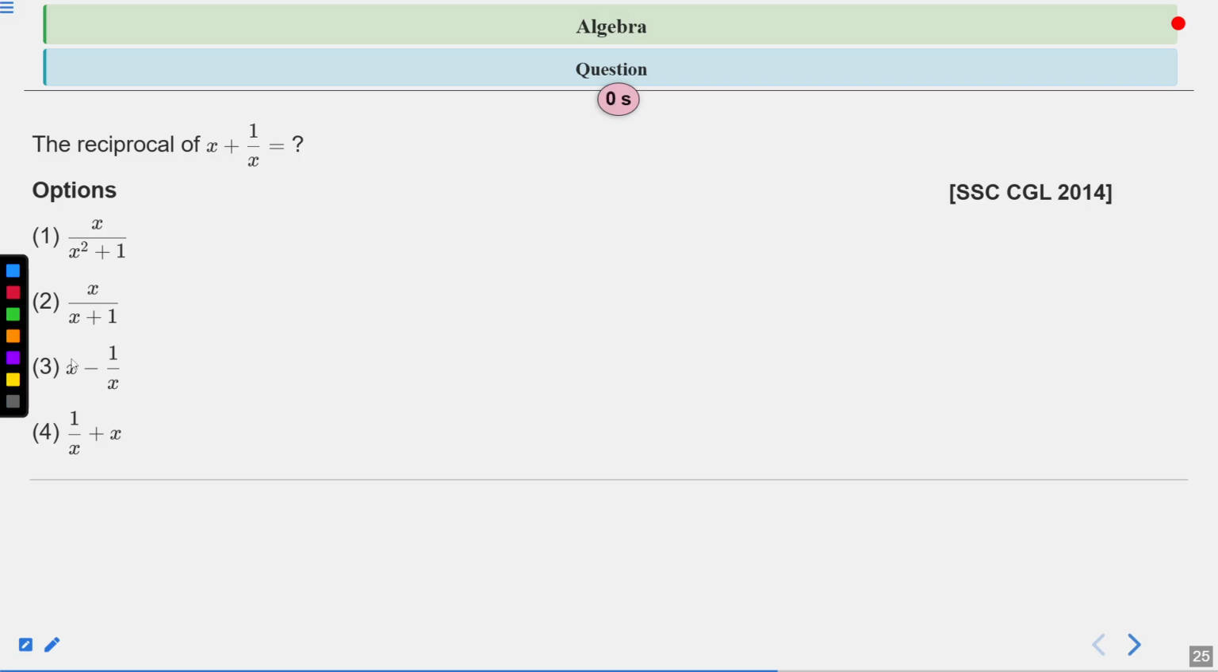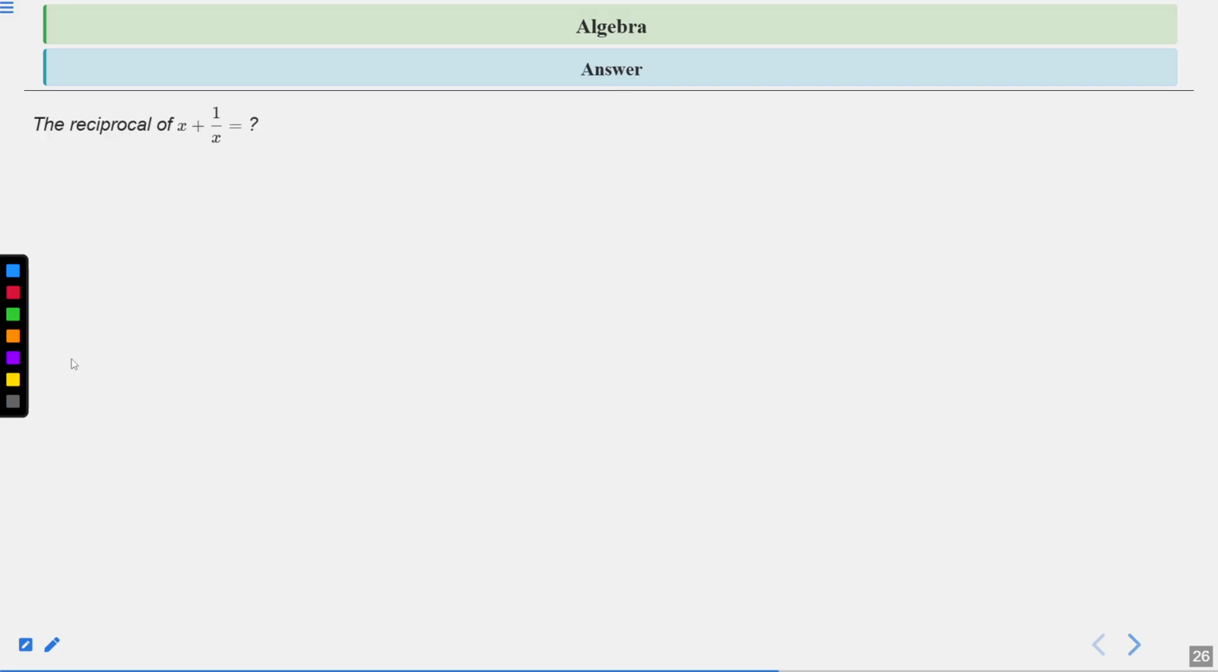Now time's up. Let's see the solution of this question. The reciprocal of x plus 1 upon x. First we calculate the value of x plus 1 upon x, then we can reciprocate it and we get our answer. The correct answer of this question is the first one, which is x upon x square plus 1. Now see the detailed solution of this question.